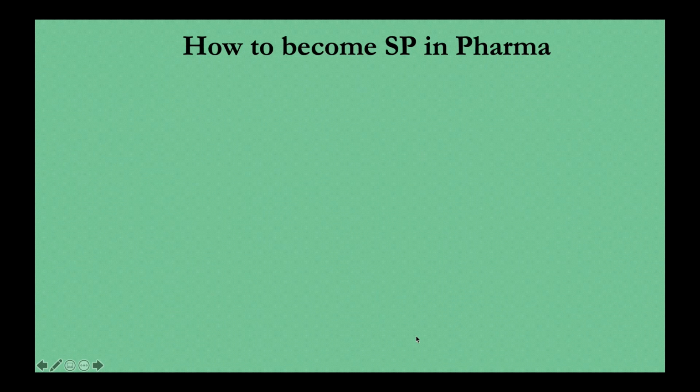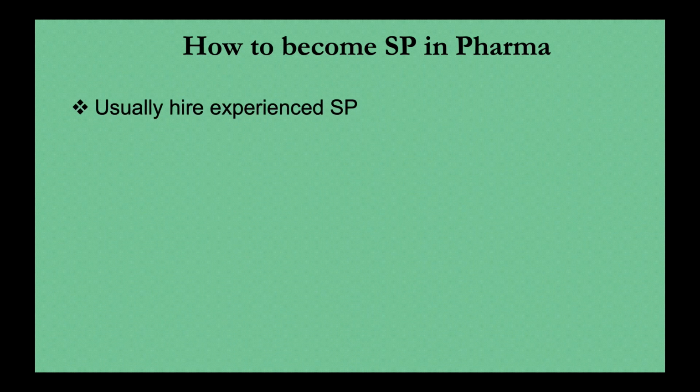So how to become SP in pharmaceutical industry? As I said before, they really want high experience SP, as you can see from job description. Usually they want 3 or 4 at least. Usually said 5 years of experience. So you have to gain some experience in the CRO first before you go to the pharmaceutical industry.